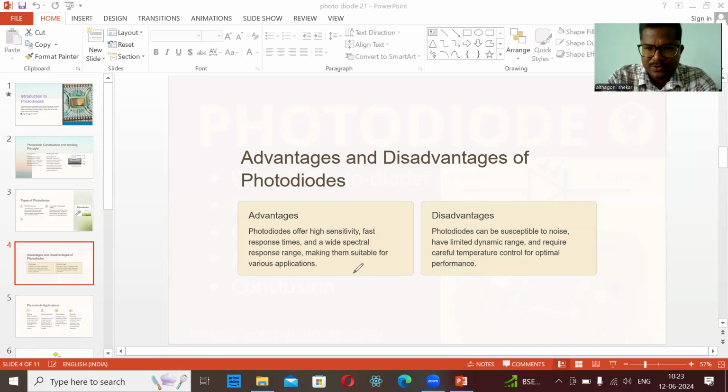Disadvantages: photodiodes can be susceptible to noise and have a limited dynamic range. They also require careful temperature control, and work only within a limited temperature and dynamic range. Otherwise they produce noise. These are the disadvantages of photodiodes.